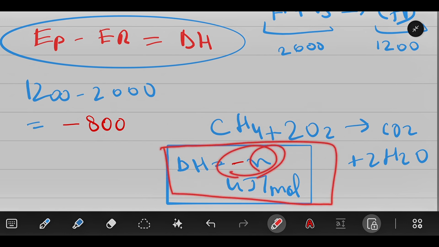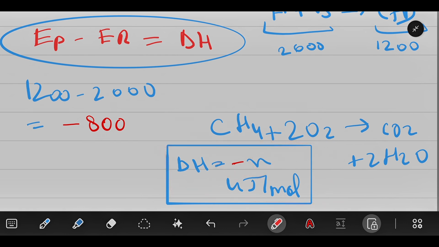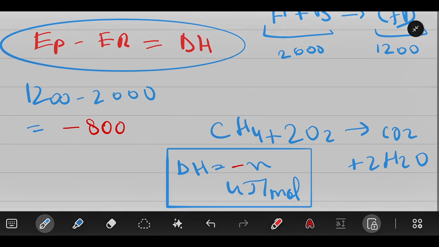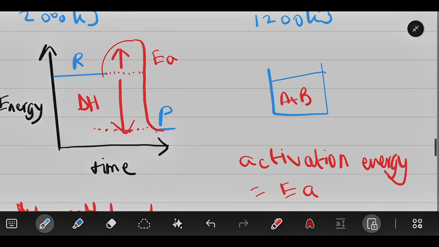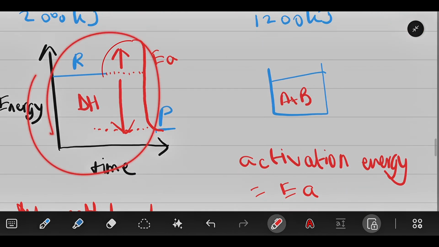Now this x could be any value. I didn't write it down because it may confuse you, but the point is, if it's a negative value of the enthalpy change, then it is an exothermic reaction. Are we clear? So now that we're done with the energy profile diagrams of exothermic reactions, we will now move on to endothermic reactions.